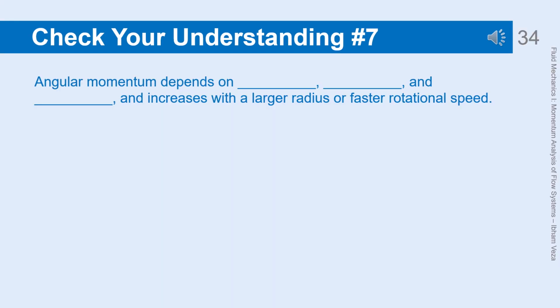Check your understanding number 7. Angular momentum depends on mass, radius, and angular velocity, and increases with a larger radius or faster rotational speed.